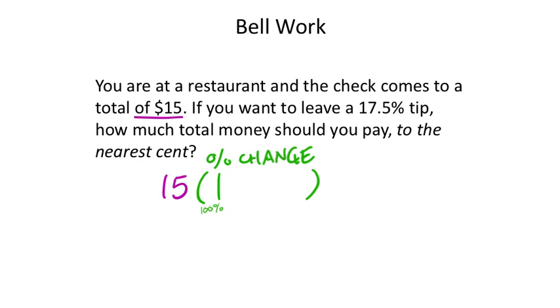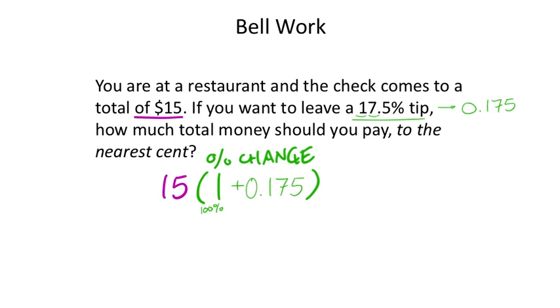But then it says that you're going to leave a 17.5% tip, and we can find the decimal value for that by moving the decimal 2 times to the left. So 17.5% ends up being 0.175. So for the percent of change, we're going to add that value to the 100%, and that was 0.175.